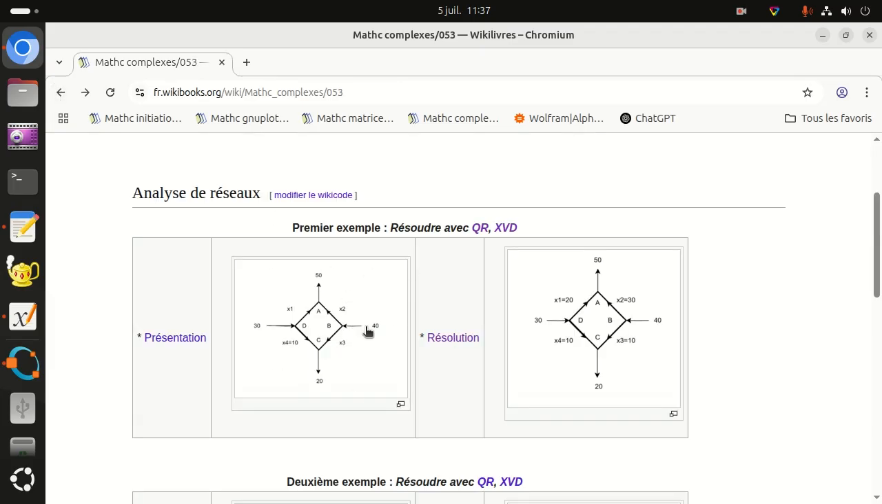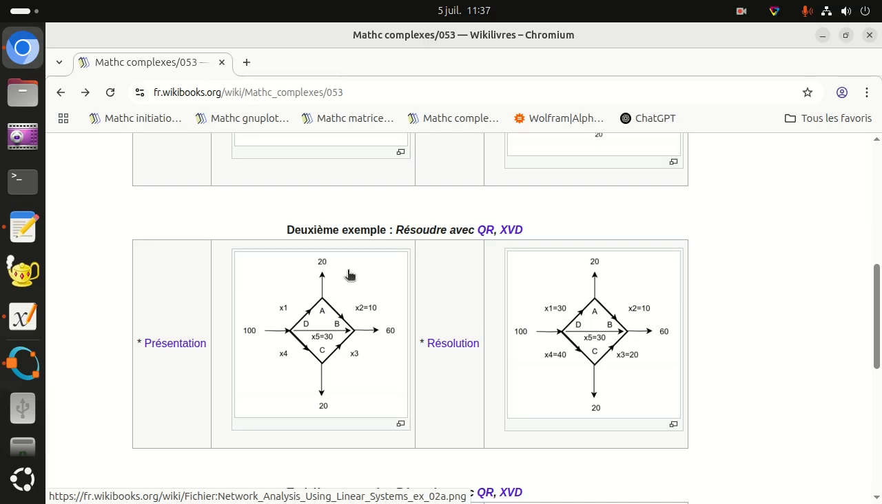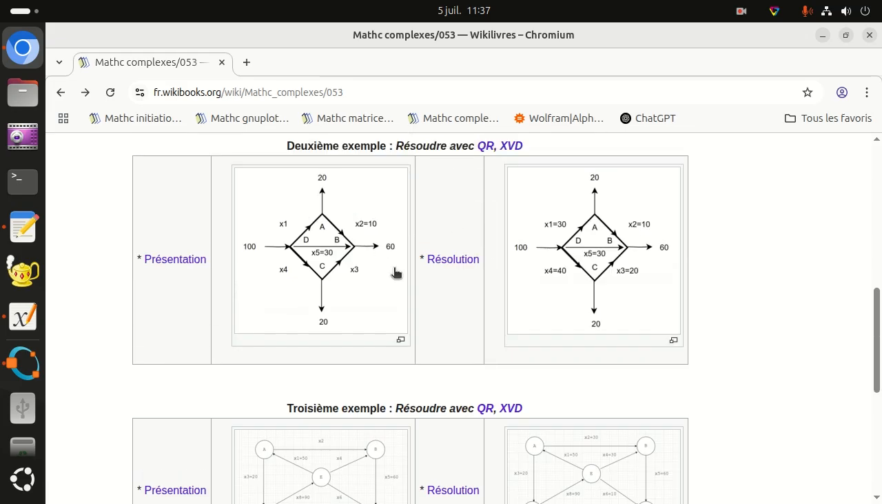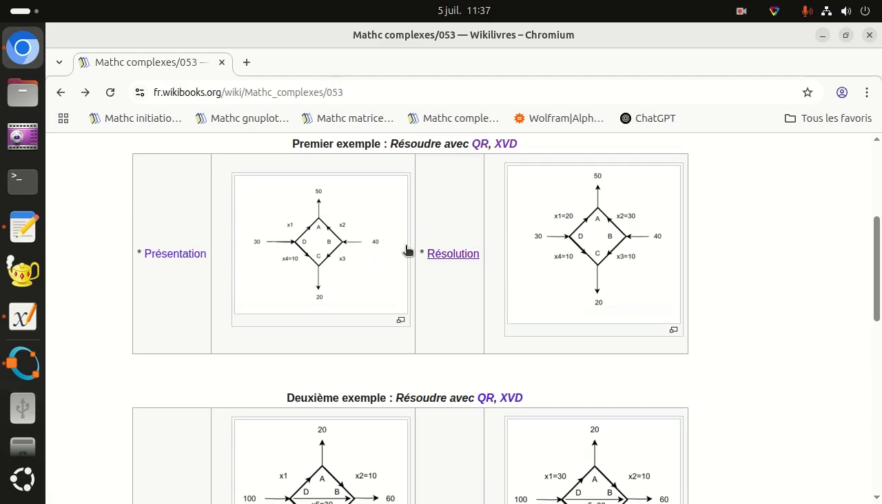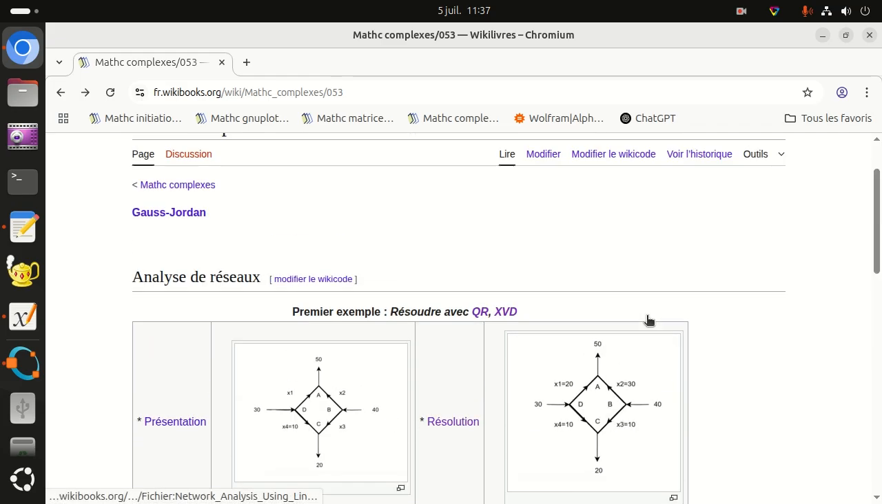So this is the first example. You can try on this page a second example and a third example. I am not able to make all the examples because it is too difficult for me. So I only do this example, and you can try these two examples. Thank you.